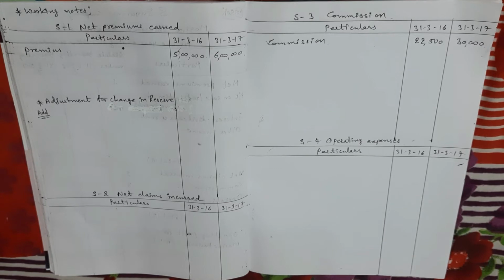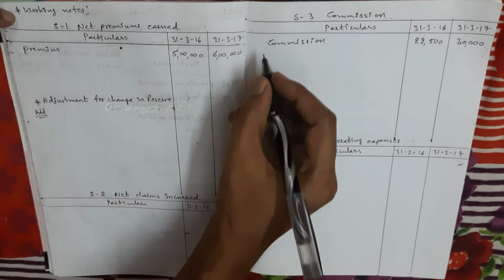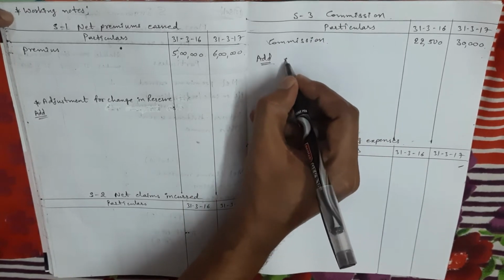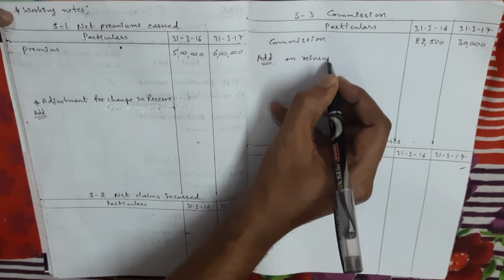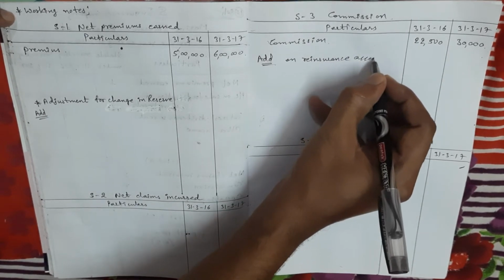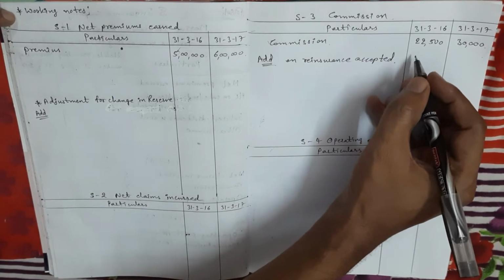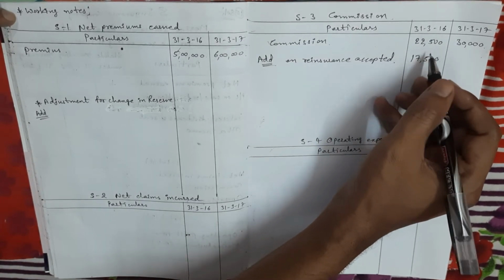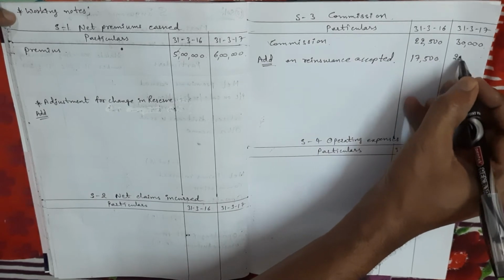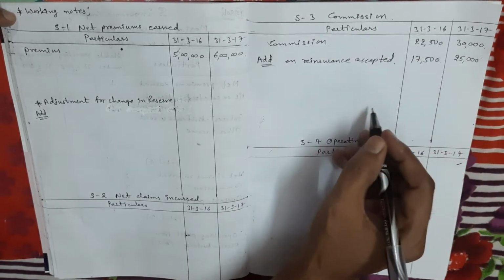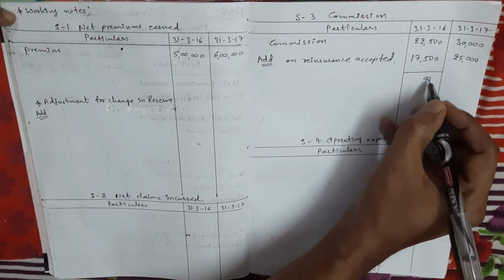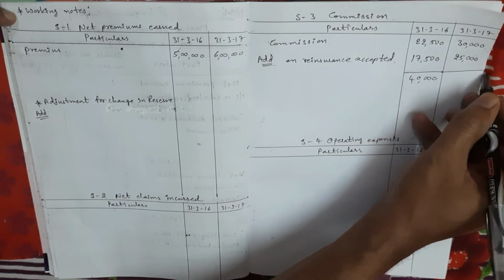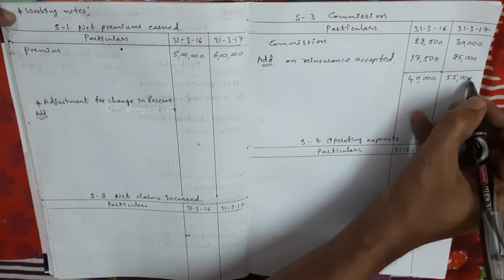Next, commission on reinsurance accepted. My dears, accepted amounts we have to add, ceded amounts we have to subtract. Last year's accepted amount 17,500, adjust to last year's commission. Next, present year's accepted amount 25,000, adjust to the present year's amount. So the total is last year 40,000 and present year 55,000.